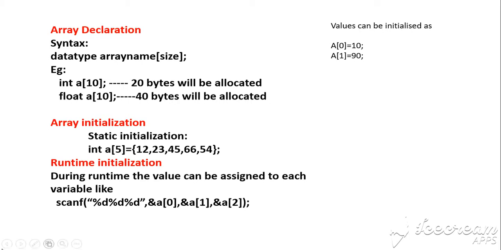Here just understand that each and every element of an array is referenced as a[0], a[1], a[2], etc. Also, if you want to initialize a particular element only, you can give a[0] = 10, a[1] = 90. Likewise, initializations can be done.